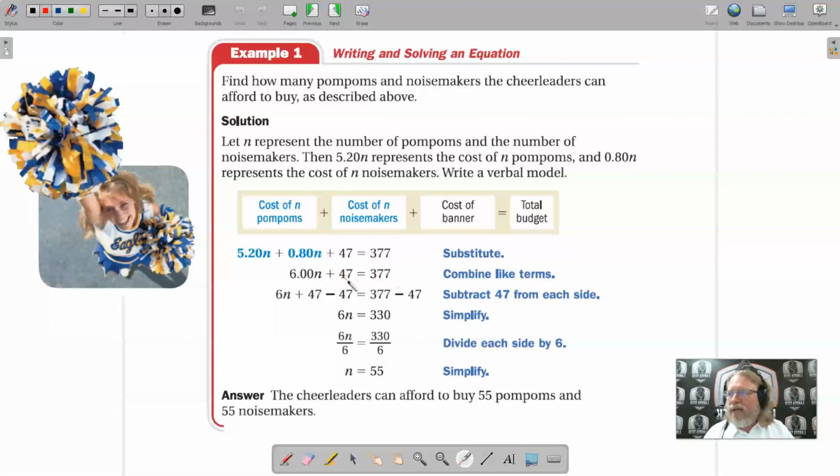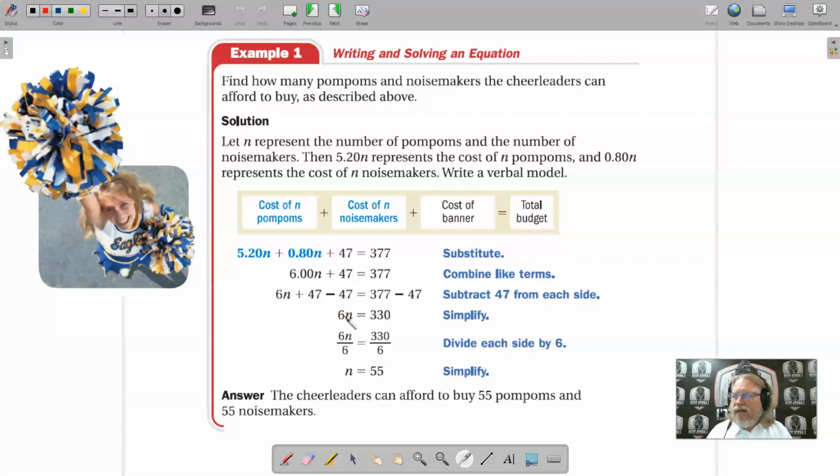The next step is then to get rid of this positive 47 with a negative 47. And what we do to one side, we're going to do to the other. So we are subtracting 47 from each side. The 47s are going to cancel each other out, leaving us with 6n. The 6n comes down here because these are opposites and they equal a value of 0. And 377 minus 47 is going to be 330.